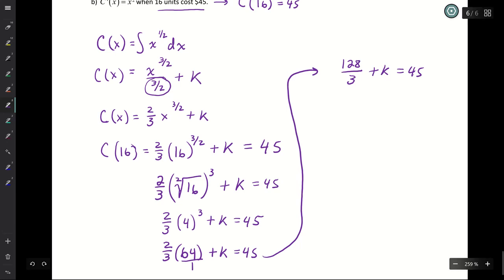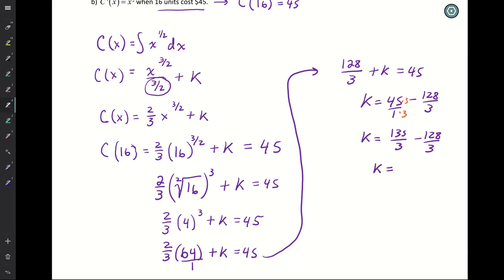We then would need to subtract over the 128 over 3, so k would equal 45 minus 128 over 3. And then there, if we found a common denominator, it would be 3. So I'd need to multiply the top and the bottom of that by 3 to get those fractions together eventually. So here k is going to equal 135 over 3 minus 128 over 3. And then doing that calculation, k is going to equal, on that one, 7 over 3.